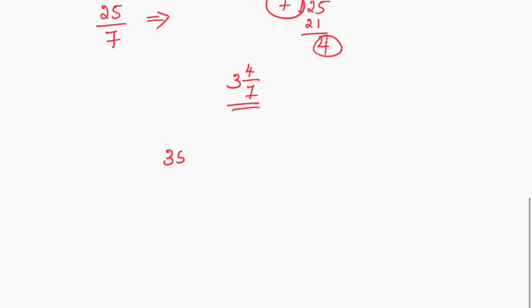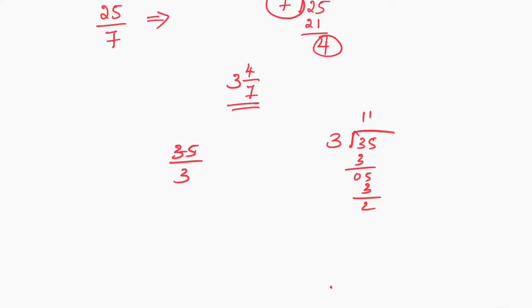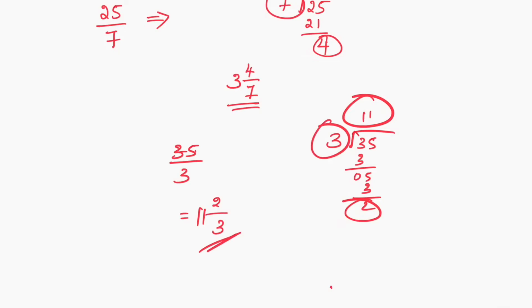Let me do one more question randomly: 35 divided by 3. You can write it as 35 by 3, that's a correct way of writing a fraction. So how do we write it? 3 ones are 3, 3 elevens are 33, remainder 2. So the answer is 11, and the remainder is 2, which becomes the numerator. Your divisor is 3. So you get 11, 2 by 3.